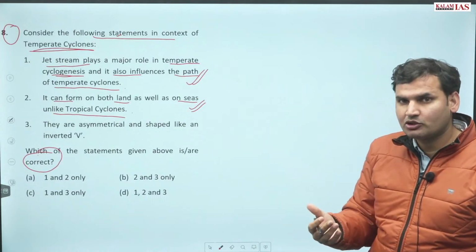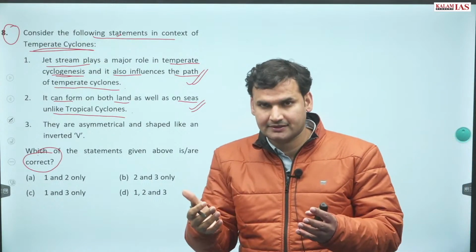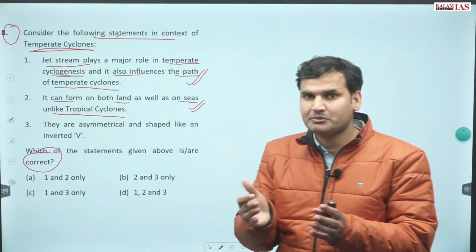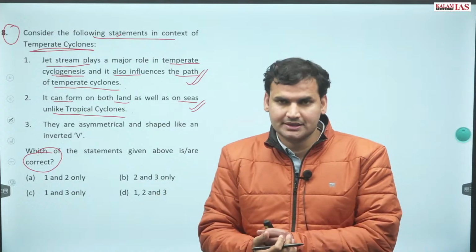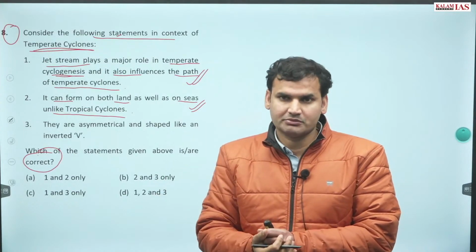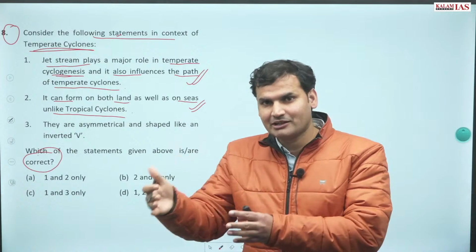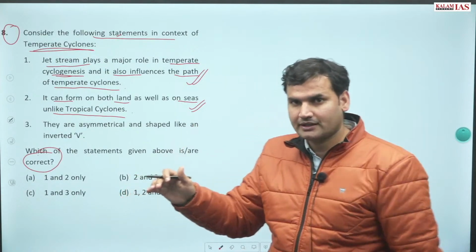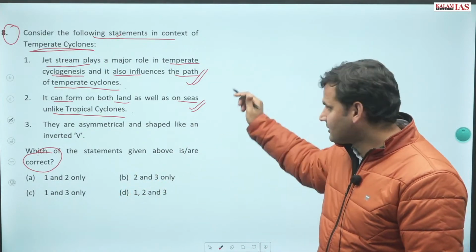For temperate cyclones, what do we need? We need fronts, and a front can form over land as well as over a water body. But in the case of a tropical cyclone, what is there? As soon as a tropical cyclone comes onto land, at landfall, the power supply would be turned off.